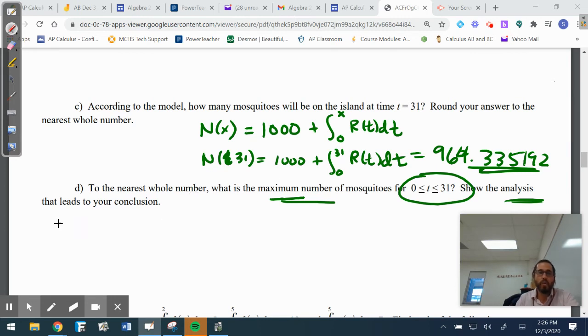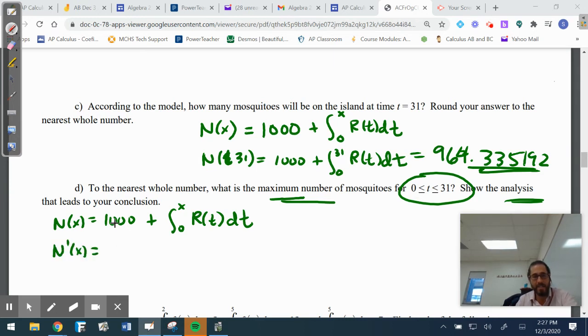Well, first, what is our equation for the number of mosquitoes? It's this right here. We just created it to find out how many mosquitoes there were at time t equals 31. So what am I going to do now? Let's just go ahead and find the derivative, because a derivative gives me maxes and mins. So let's find n prime of x. The derivative of 1,000 is 0, and the derivative of an antiderivative is just r of x. Well, that's not too bad, is it, class?